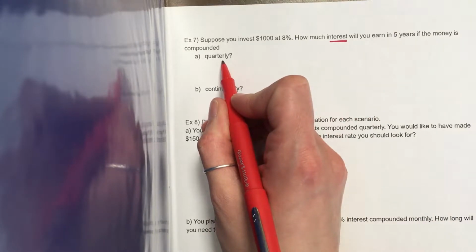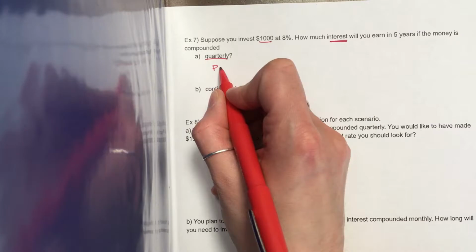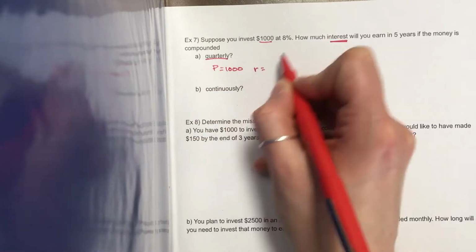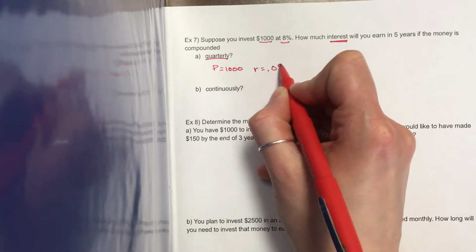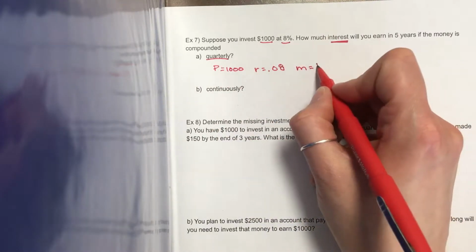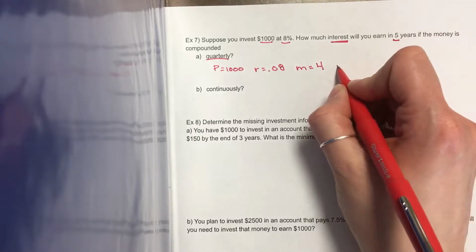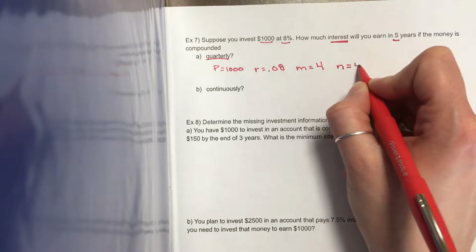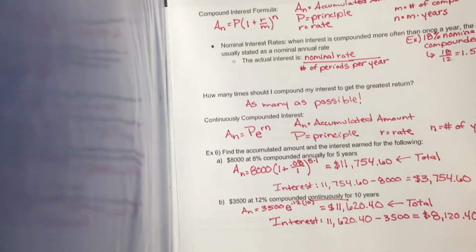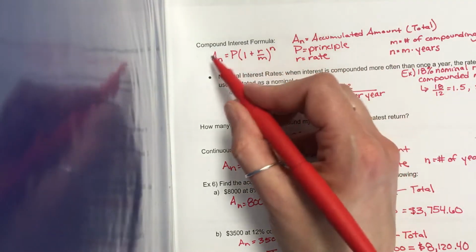So if I'm going to compound quarterly, my principal is 1,000. My rate is 8%, so 0.08. We're compounding quarterly, so that means our number of compoundings in a year would be 4. And we're leaving that money there for 5 years, so our N would be 4 times 5. And again, since we know the number of compoundings in a year, we would be plugging this into our first compound interest formula.